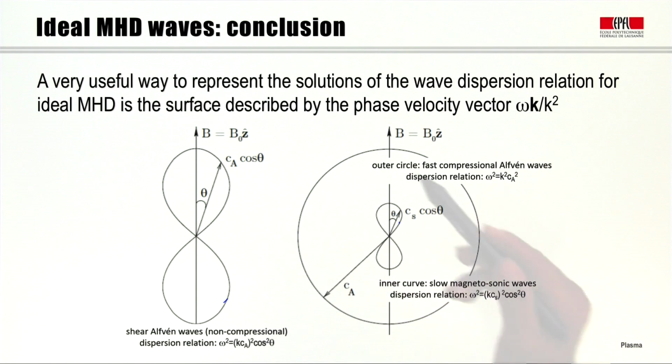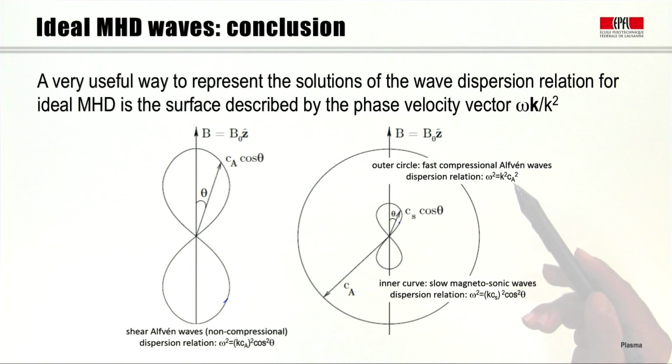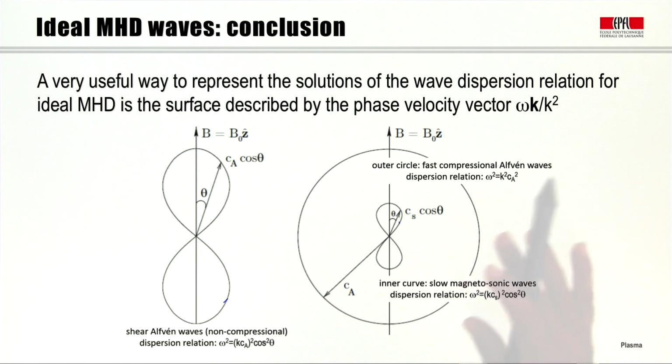The outer circle corresponds to the fast compressional Alfvén waves, for which the dispersion relation is omega square equals k square Ca square when we neglect all corrections due to the sound speed. So this is a circle whose radius is Ca.